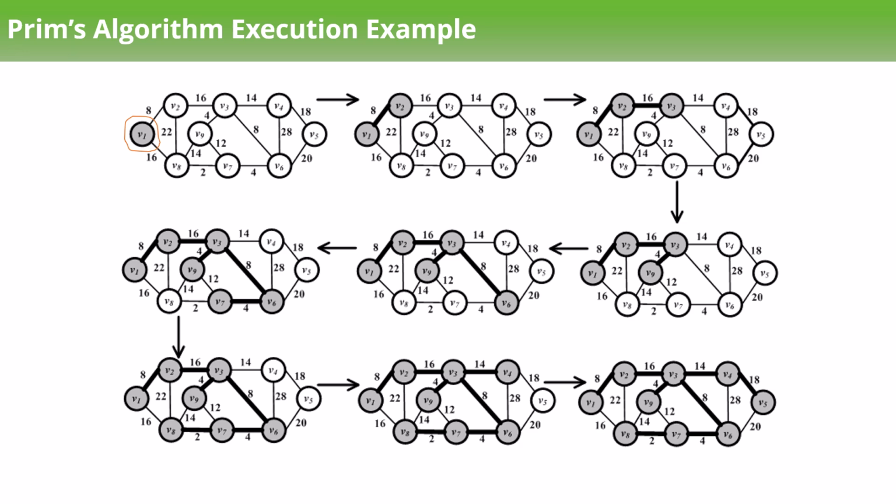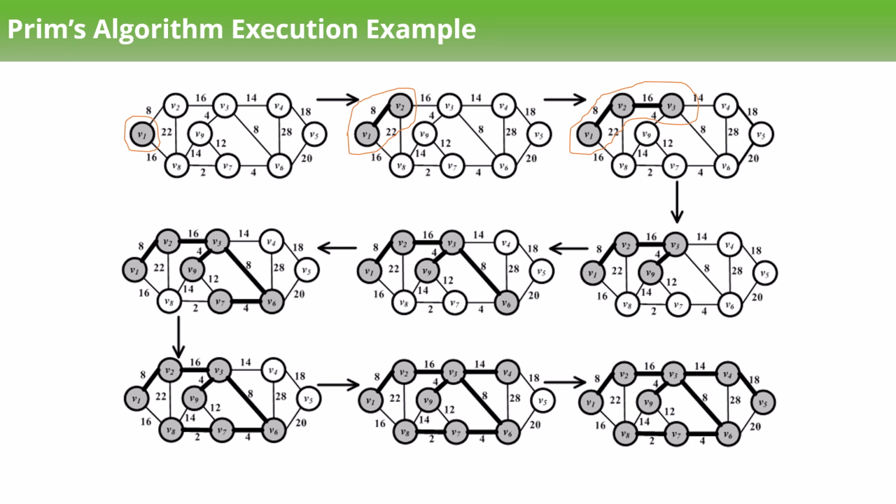And next we will select the next edge. So from V2 to V3 is 16 and V2 to V8 is 22. Here the minimum edge is 16. So connect V3. So include the edge 16. So now there are three vertices V1, V2, V3 in our minimum spanning tree.